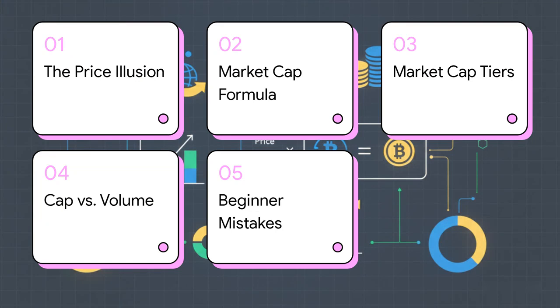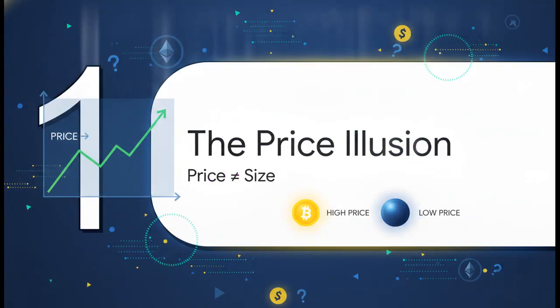So here's our roadmap for this explainer. First, the price illusion. Then, the market cap formula. After that, market cap tiers, cap versus volume, and finally, beginner mistakes. All right, Section 1. The price illusion and why price does not equal size.